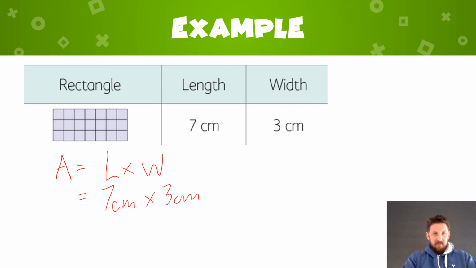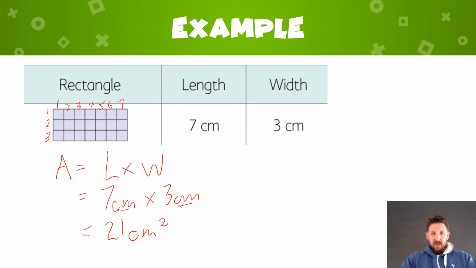That's the same as here. If we count 1, 2, 3, can we see 3 blocks? 1, 2, 3, 4, 5, 6, 7. So we can see how we get our 3 and 7. We multiply them together. 3 times 7 is 21. We know it's centimetres, and we measure in squares, so we put our squares down. The other way that I look at it is that we're multiplying centimetres by centimetres, which makes square centimetres.